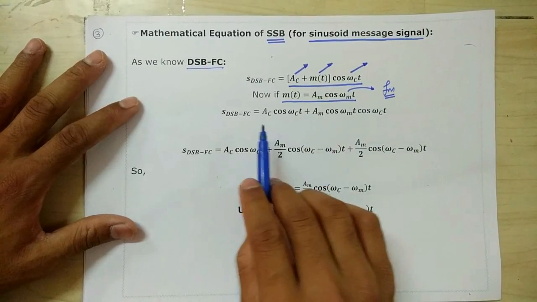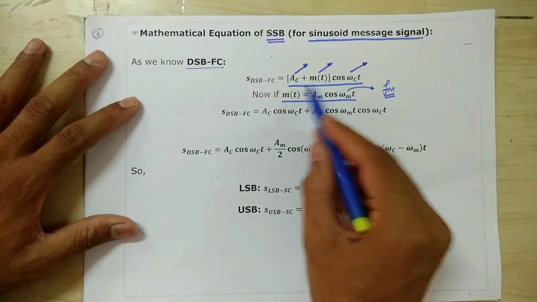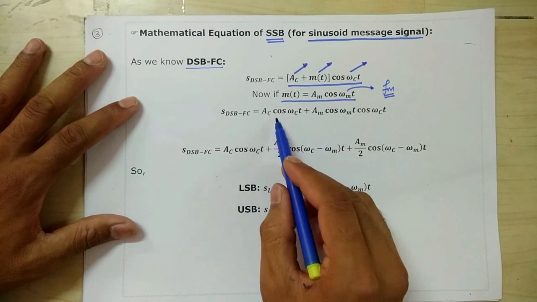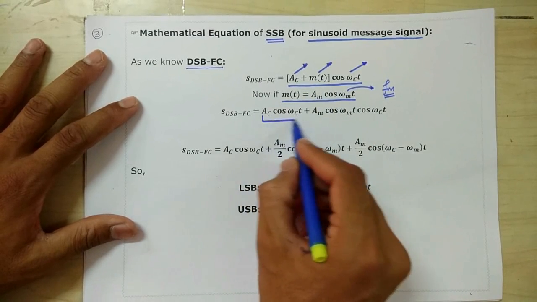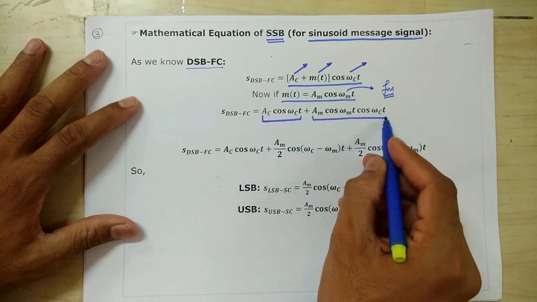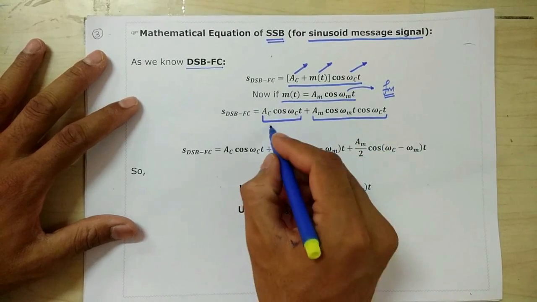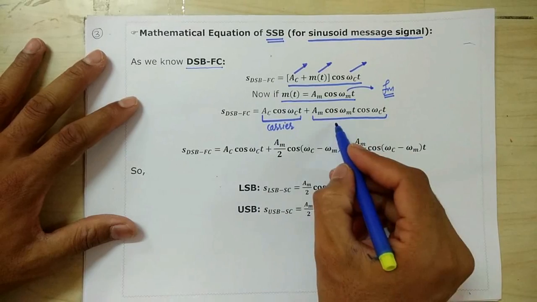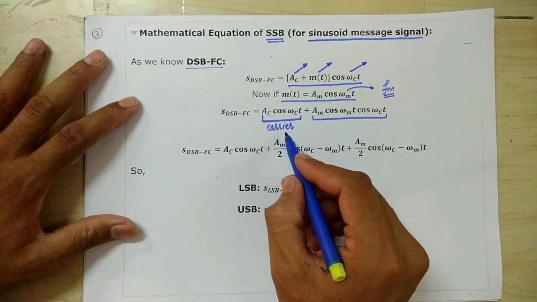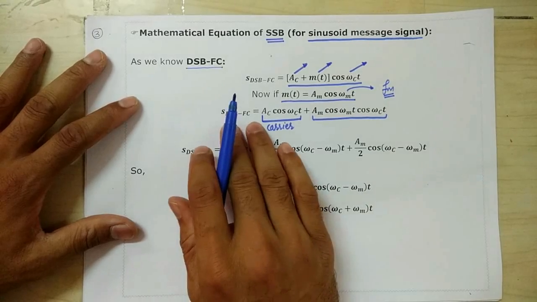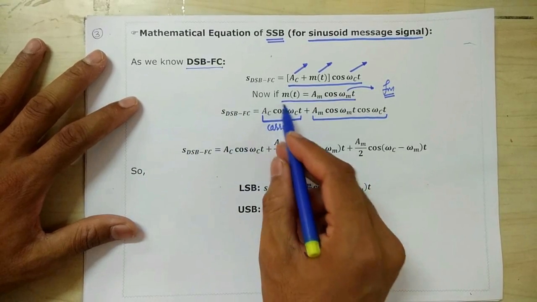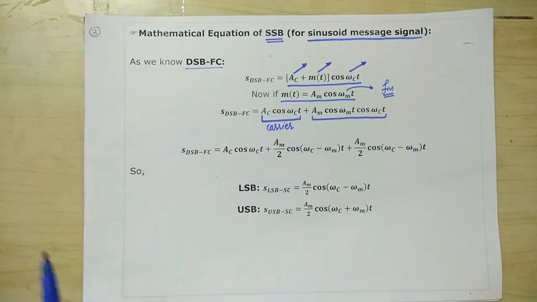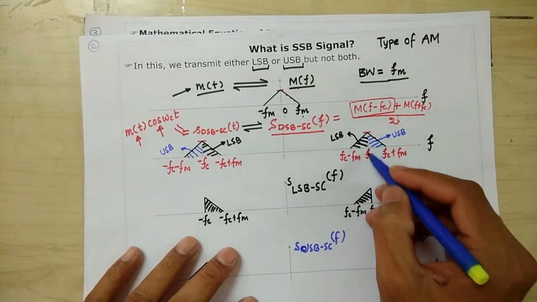Now if you expand this by putting this value here, we can see it has basically two components. One is the carrier term, which is the discrete component of the carrier. This is going to be an impulse in the spectrum of DSB-FC, and we know that this is missing in the DSB-SC. An impulse is not present in the DSB-SC signal.